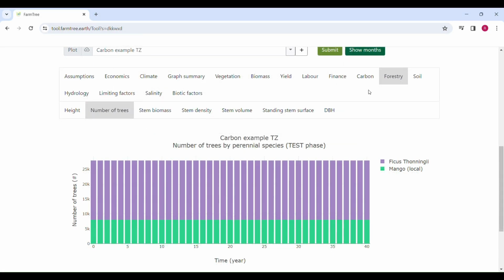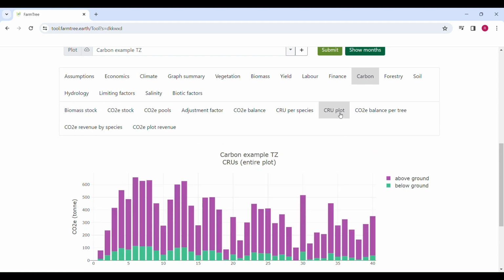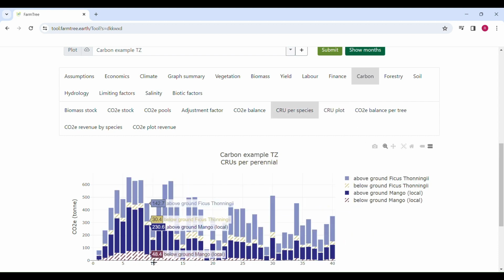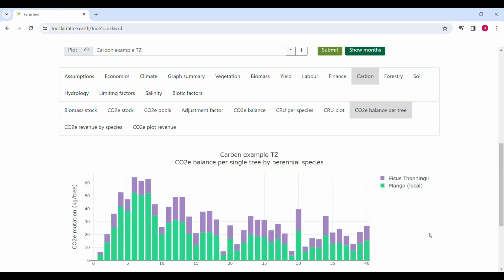Back to the carbon graphs. So carbon removal unit plots. We see, for example, in year 5, almost 400 ton of CO2 equivalent was sequestered above ground and 86 below ground. For the species specifically in year 5, this was 147 above ground ficus, 30 below ground, 250 above ground for mango, and 56 below ground. And per tree, this is divided by the number of trees, and we get to CO2 equivalent balance per tree.